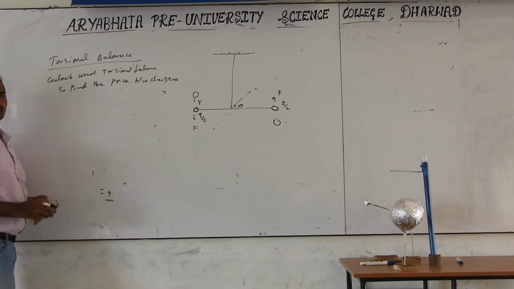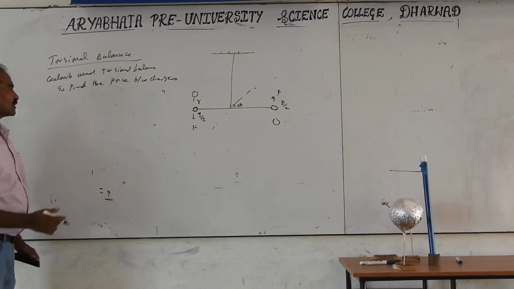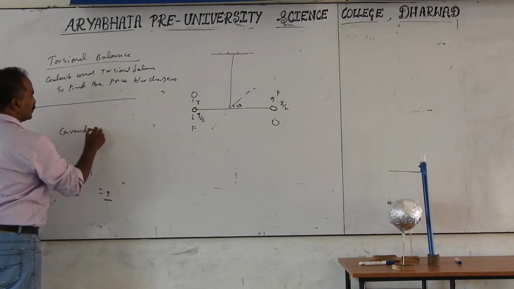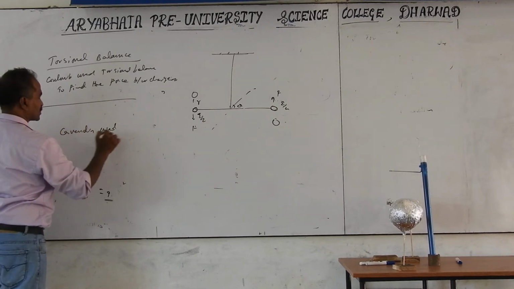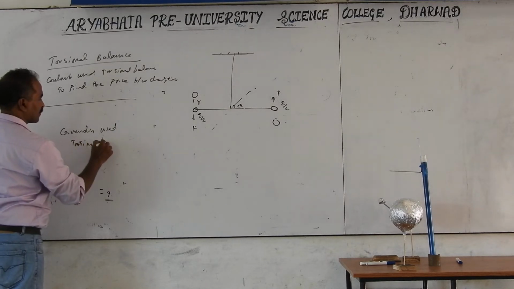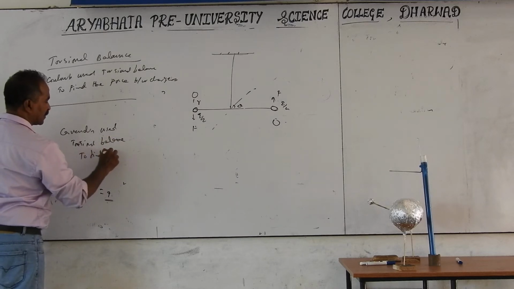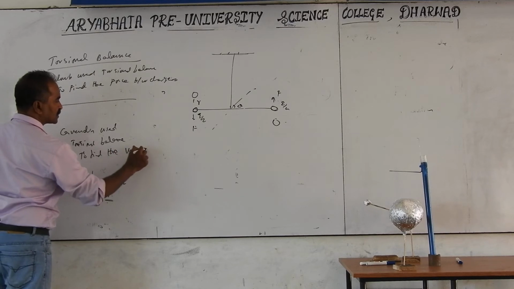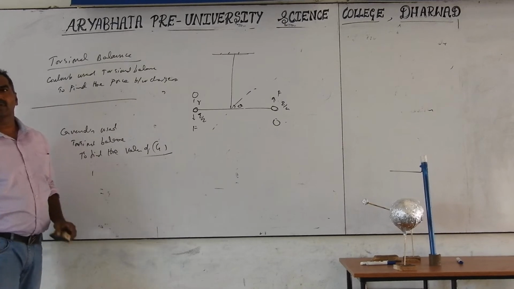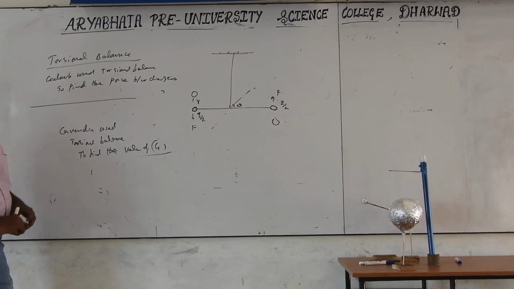And in the gravitational force calculations given by Newton, Cavendish used the same torsional balance to find the proportionality constant, the value of G, the gravity constant. The gravity constant value was calculated by Cavendish with the same instrument, the torsional balance.